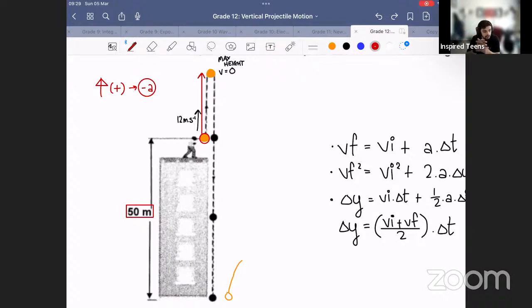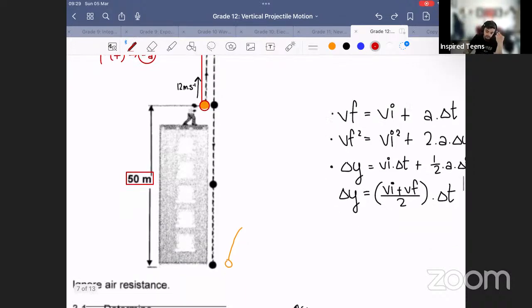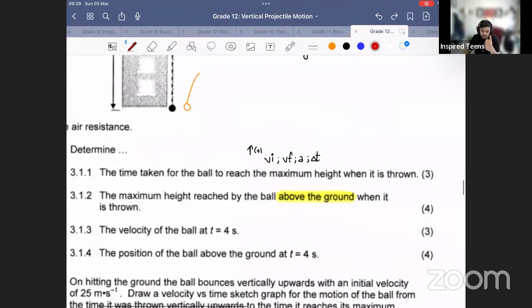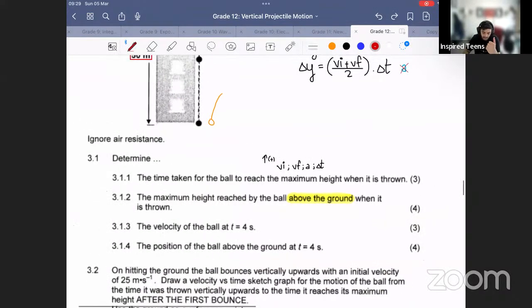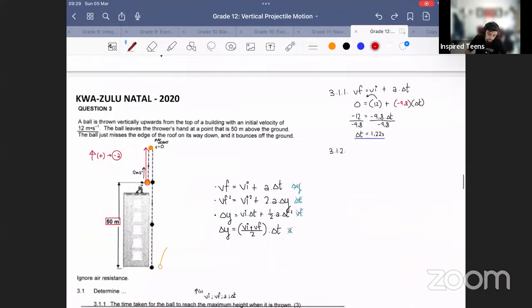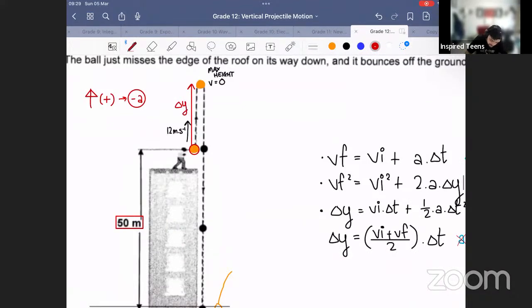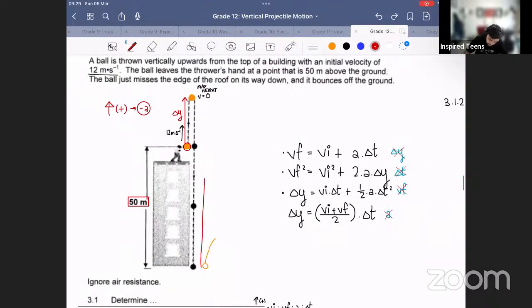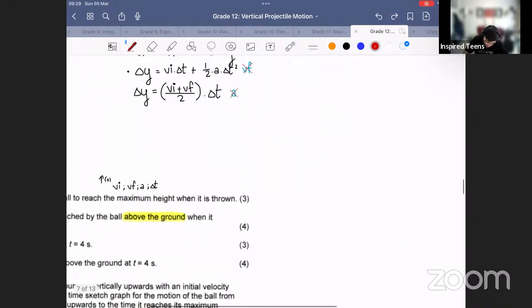We can easily calculate the distance from the initial position of the ball to its maximum height. But the question specified the maximum height reached by the ball above the ground when it is thrown, so when we calculate this delta y, this displacement from initial to there, we need to add it to 50, because then it would be above the ground, right? If they said above the platform, we could just give the answer that we get. Okay, enough talking. Let's actually do the calculation.